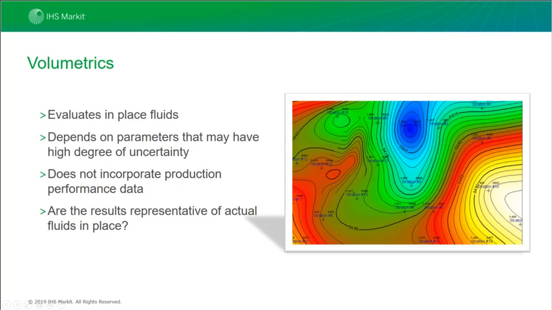One input that has a very large impact is the areal extent of the reservoir, and as this is not normally well known with a high degree of confidence, it can have a big impact on the oil or gas in place. If these models are then relied upon without incorporating performance data, then how do you know that your model is actually representative of the fluids in place?